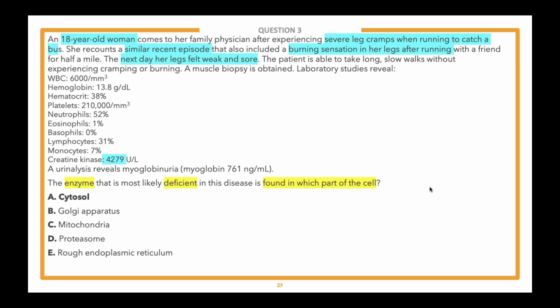So rough ER, it's a site of a lot of protein synthesis, especially ones that'll be secreted or targeted for lysosomes. So kind of broad there. Proteasome, defects in proteasome can be seen, let's say, in Parkinson's disease, but not so much exercise-induced myalgias. C, mitochondria, I believe that was the most highly selected answer choice.